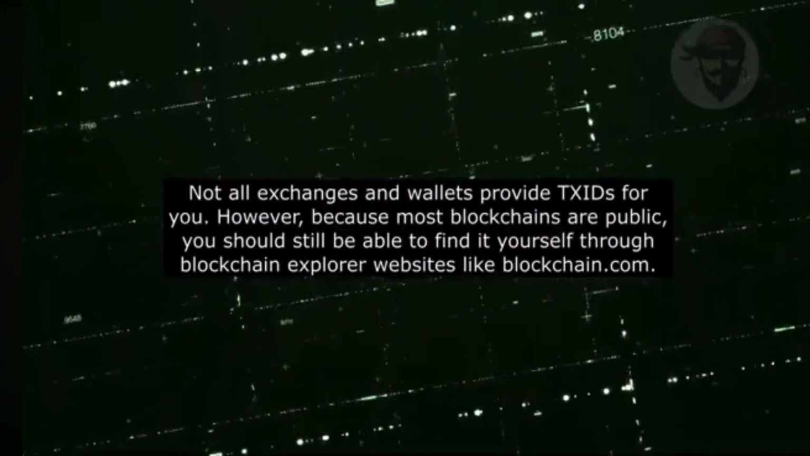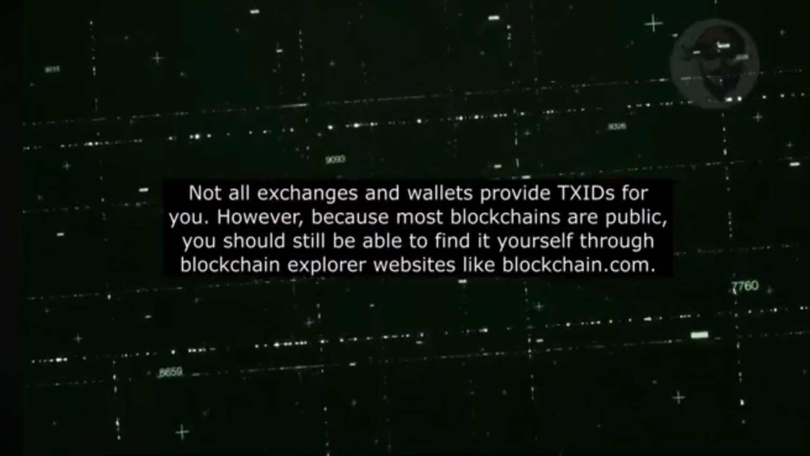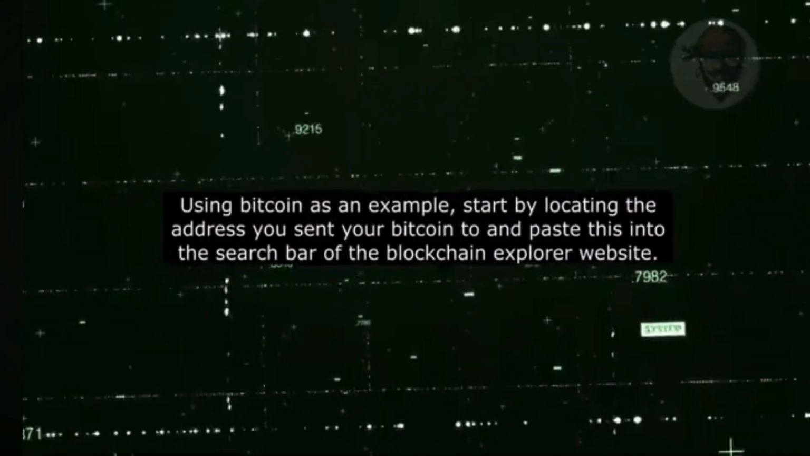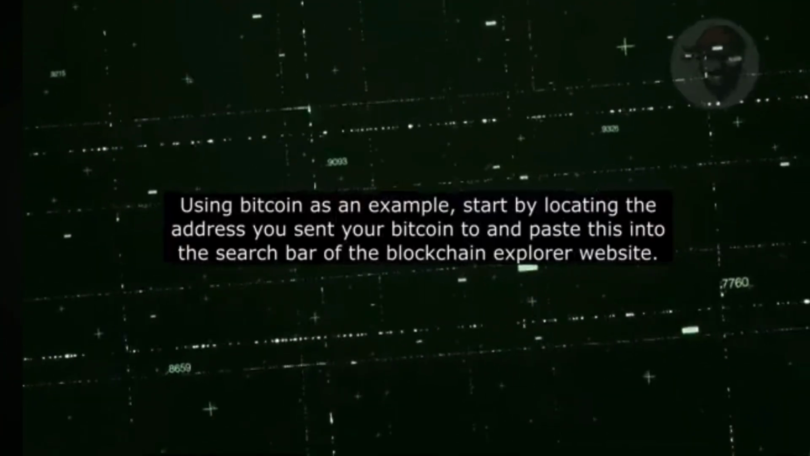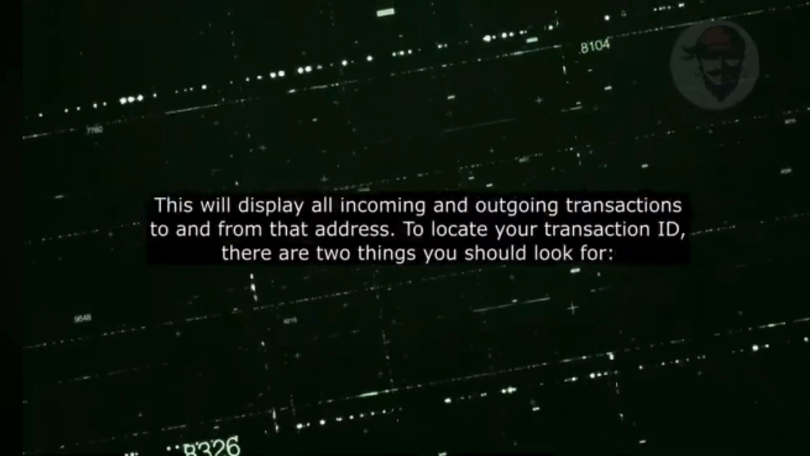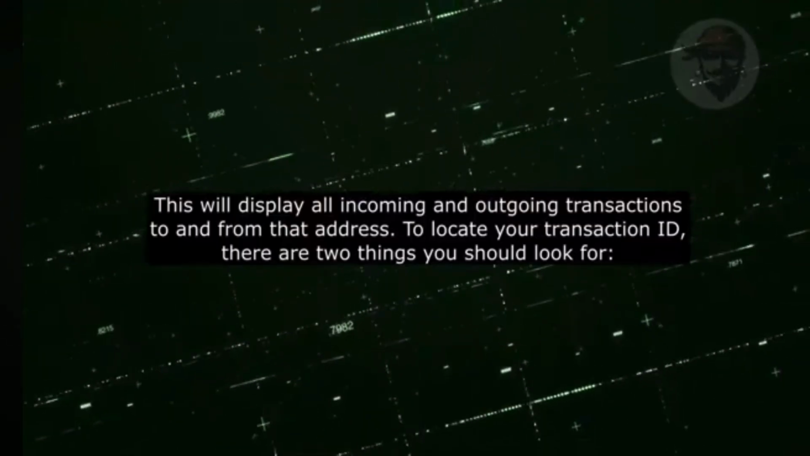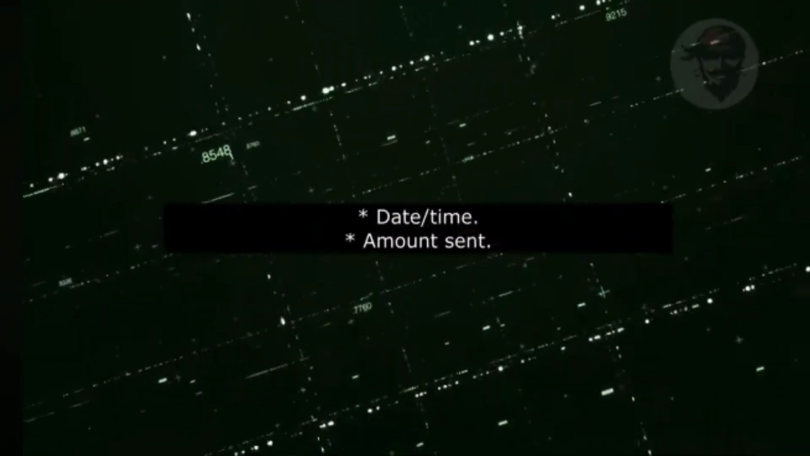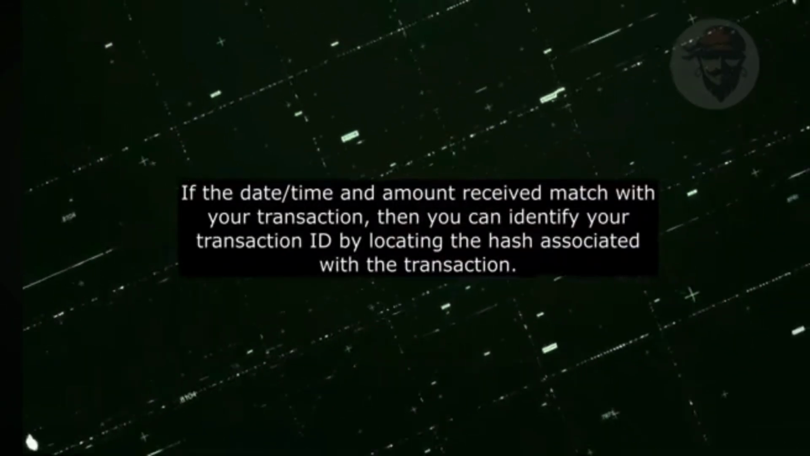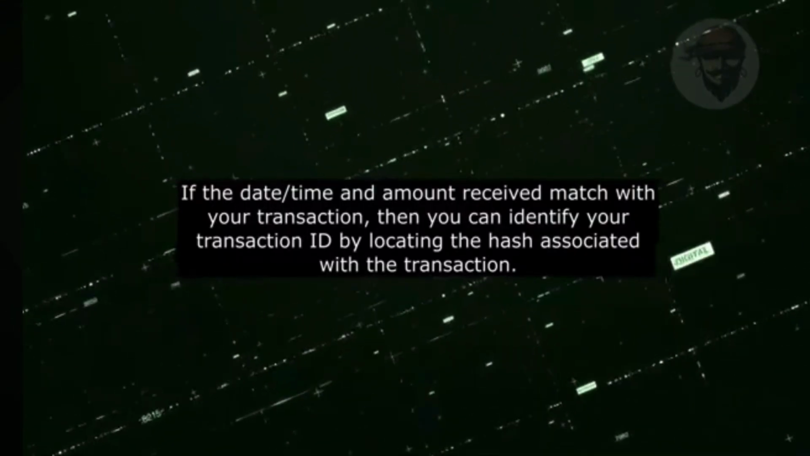However, because most blockchains are public, you should still be able to find it yourself through Blockchain Explorer websites like blockchain.com. Using Bitcoin as an example, start by locating the address you sent your Bitcoin to and paste this into the search bar of the Blockchain Explorer website. This will display all incoming and outgoing transactions to and from that address. To locate your transaction ID, there are two things you should look for: date/time and amount sent. If the date/time and amount received match with your transaction, then you can identify your transaction ID by locating the hash associated with the transaction.